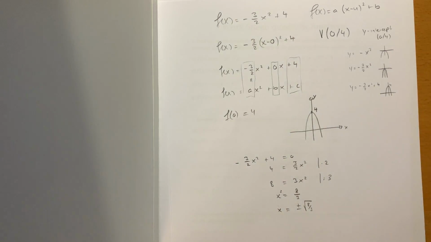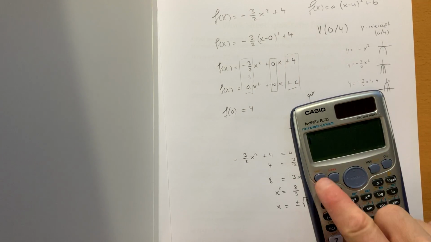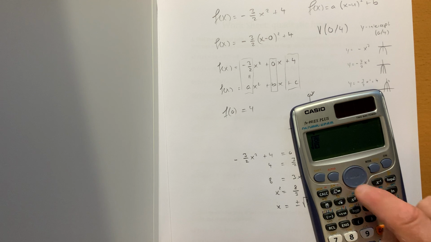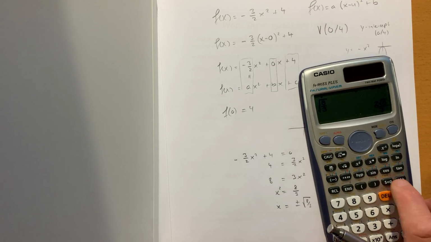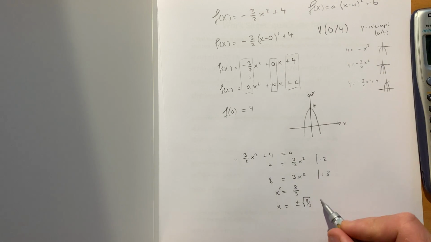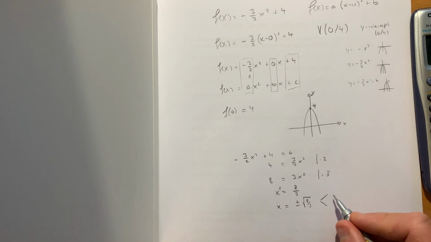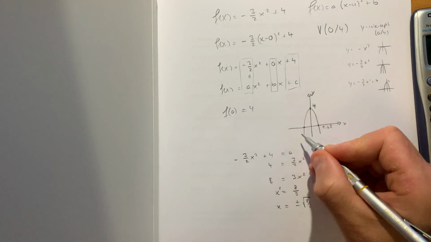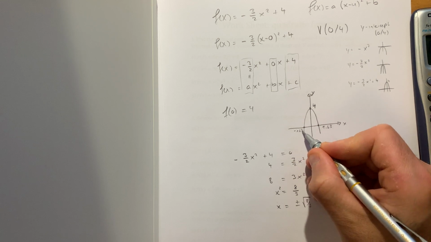Well, what's that, the square root of 8 thirds? Square root of 8 divided by 3. That is approximately 1.63 and minus 1.63. So this would be at 1.63 and this would be at minus 1.63.